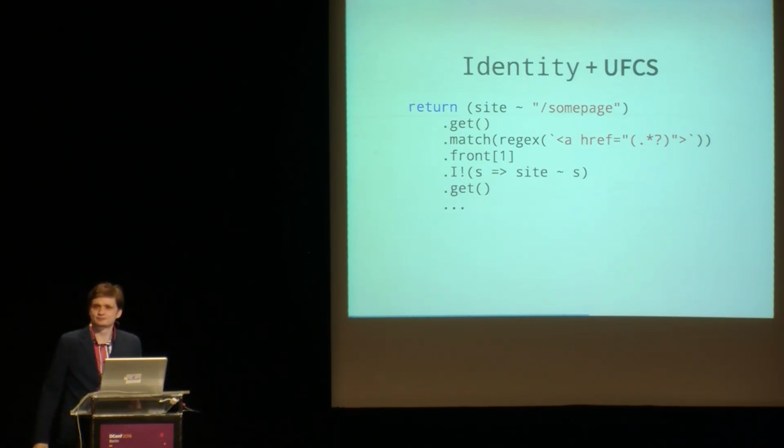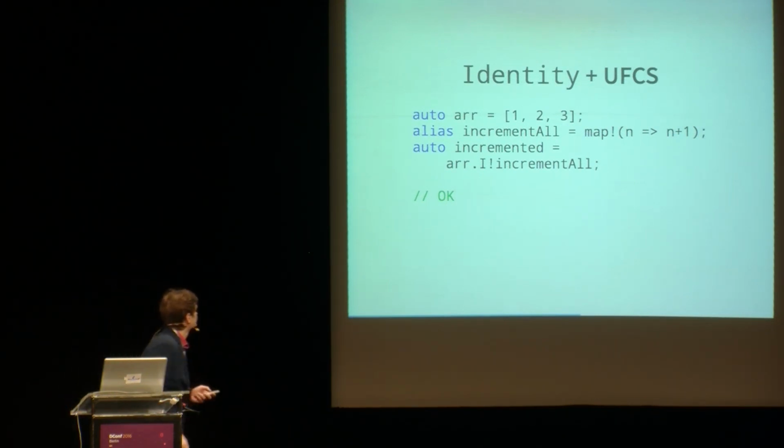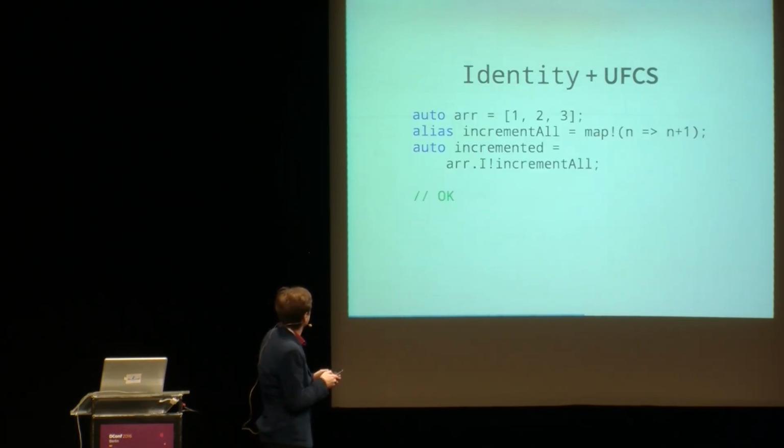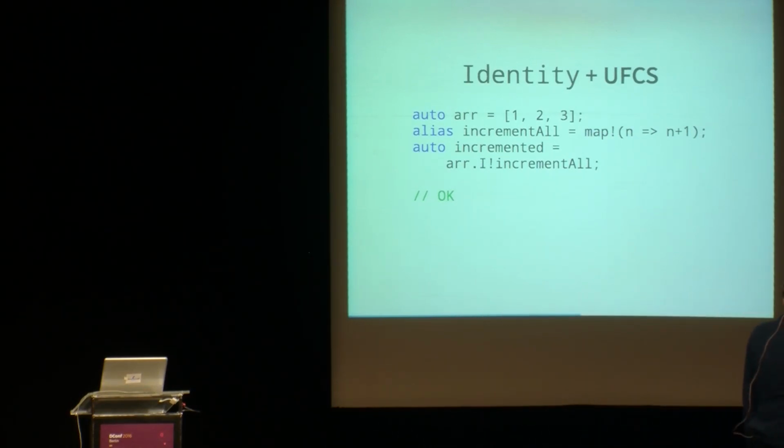Sorry, could we go back to the previous slide just for a second? So does it work to do alias increment all equals identity of the map, and then just array.increment all? And if not, why? Could you repeat that, please? Yes. In this example, if instead of doing array.identity increment all, we did alias increment all equals identity of map, and then array.increment all, would that work? And if not, why?